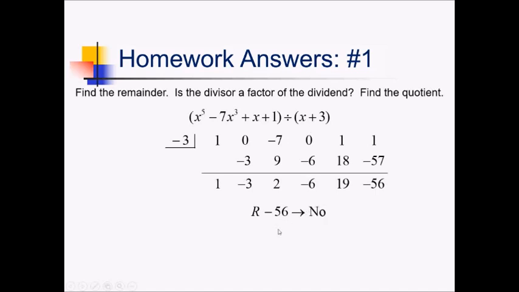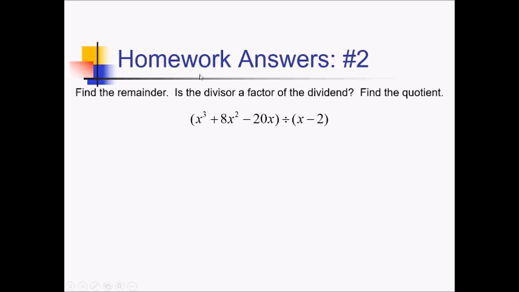And then the quotient, we're going to have a 1 for that first coefficient, 1x to the fourth, since it's 1 lower than x to the fifth that we started with. So we have 1x to the fourth minus 3x cubed, plus 2x squared minus 6x. And then finally plus 19.